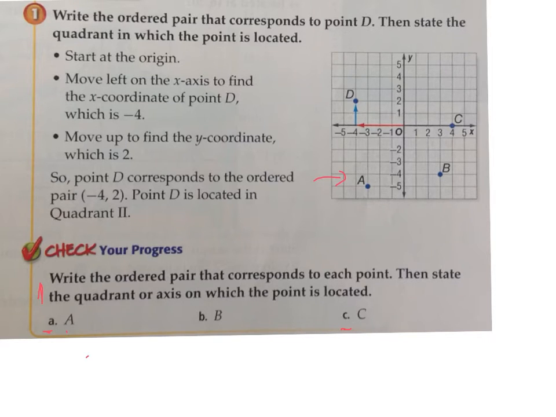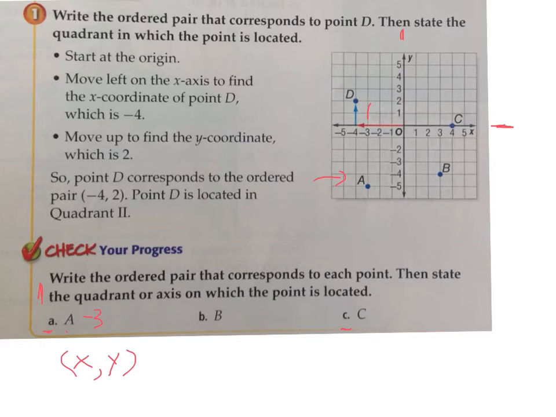Now remember, I've got to go X first and then Y when I'm doing my ordered pair. Okay, so to go X, I remember my X goes this way, and my Y with that stick goes up and down. So I'm going to start the x-axis, and I see that I have to go to the negative 3 number here on the x-axis. So I know the first number is going to be negative 3.